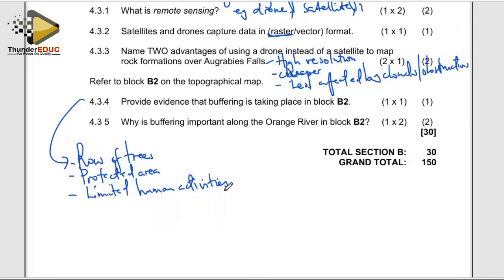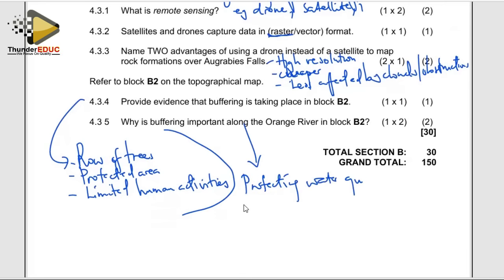Right, then the last question, why is buffering important along the Orange River? Why is buffering important along the Orange River in that block? It is important for the reason of protecting water quality. For us to maintain the quality of the water, we must limit human activities into the river. It reduces pollution. If we put a demarcation or a boundary, it means that we are reducing pollution into the river. And also it reduces sediment runoff.